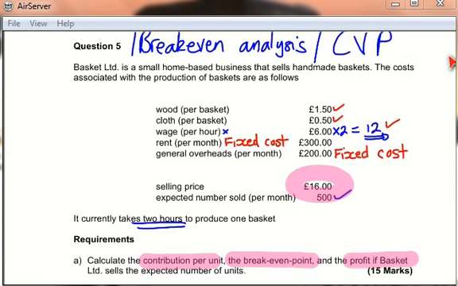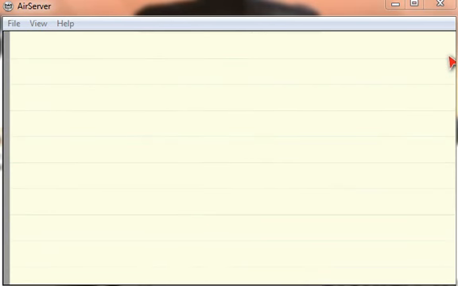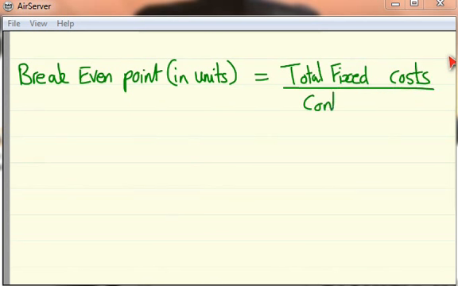Then the next question, so I've managed to answer this question here, contribution. Right. The next one is break-even point. What is my break-even point? The formula for break-even, let me write it down. So break-even point in units is equal to my total fixed costs, or overheads, divided by my contribution per unit.